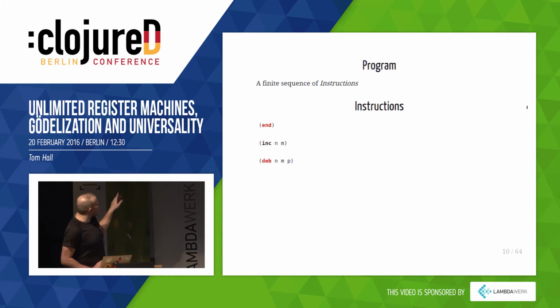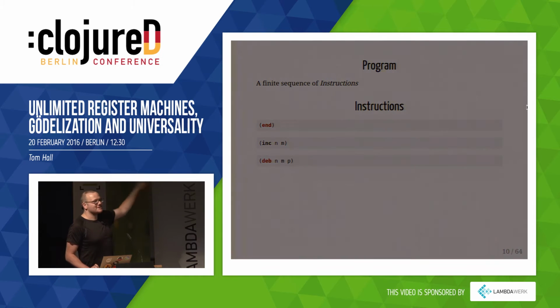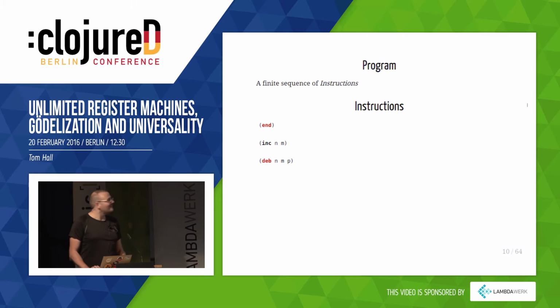And what you're saying here is decrement register n, and if you can successfully decrement it, go to register m. So what does it mean, successfully decrement? Well, we're holding integers, and we're not allowing negative numbers. So if you try and decrement register n, and it's already 0, instead of going to the first instruction, m, you'll go to the second instruction, p.